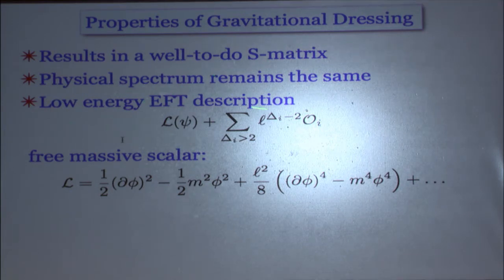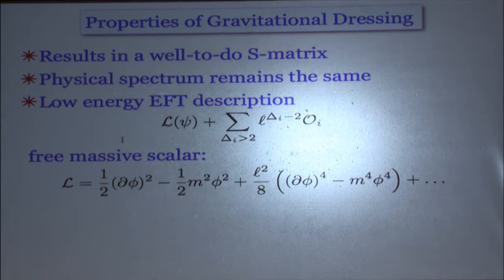So if I want to describe this new theory with a Lagrangian, back then we could only do it at low energies, meaning at energies much smaller than the Planck scale. And it would look like the initial theory plus a bunch of higher dimensional operators suppressed by this scale. So in particular, as a concrete example, if one starts with a free massive scalar, then one would add operators like this, and there will be an infinite tower of those.